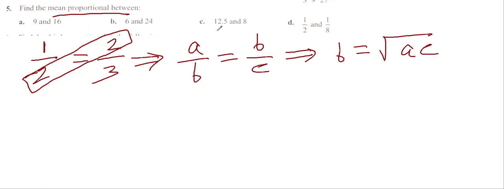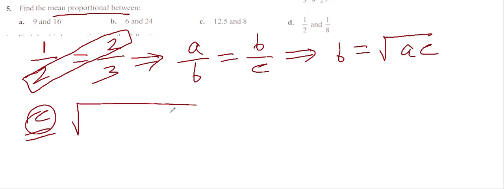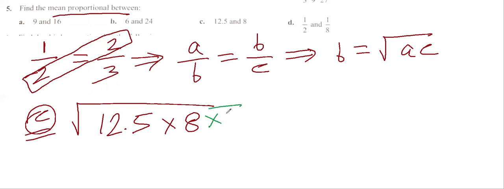So mean proportional of 12.5 and 8 will be what? I am solving C sum now. So mean proportional will be square root of 12.5 into 8. Now there is a problem of this decimal point. So what I will do? I am going to remove this decimal point by multiplying by 10 here and dividing by 10 here.